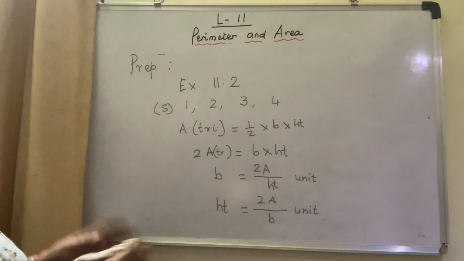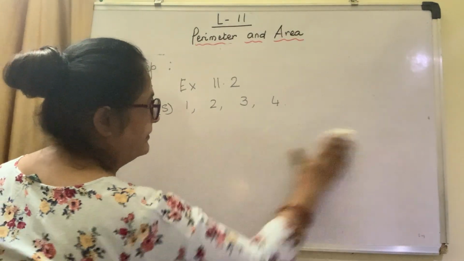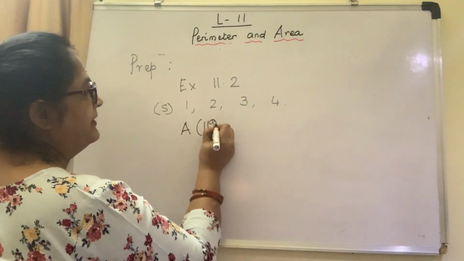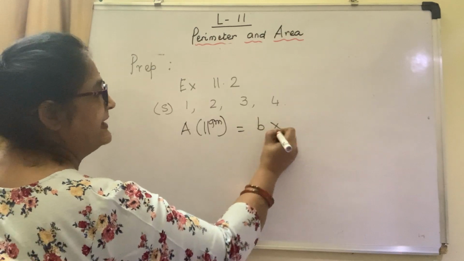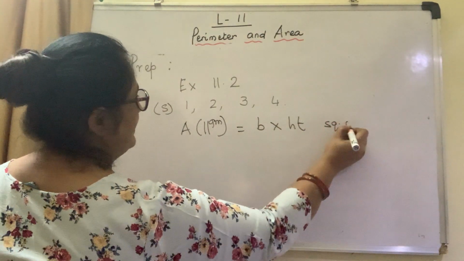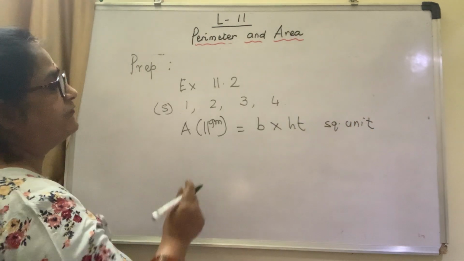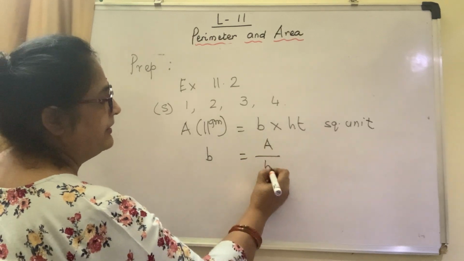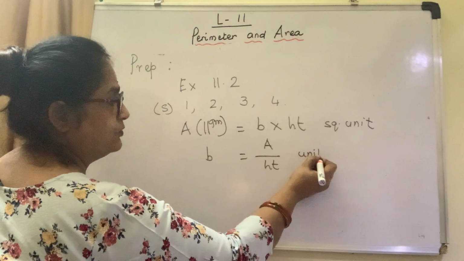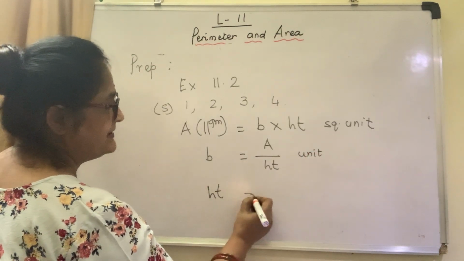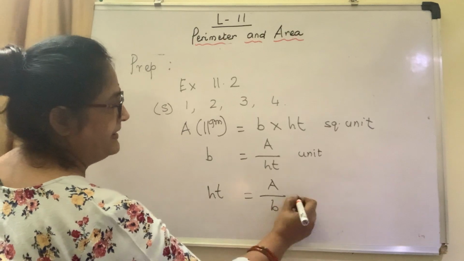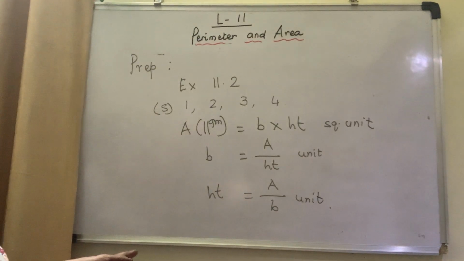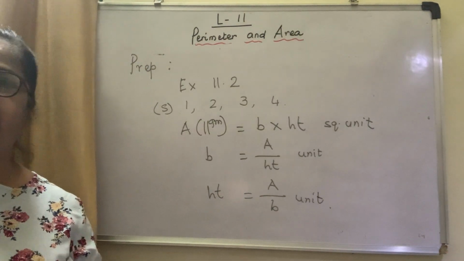Okay. If it is a parallelogram, area of a parallelogram is base multiplied by height square unit. Now, if you have to find any of them, if you have to find base, it is area upon height unit, only unit now. If you are finding the height, it is area upon base unit. So using these, write this formula also. Using this, you will do sum number 3 and 4.